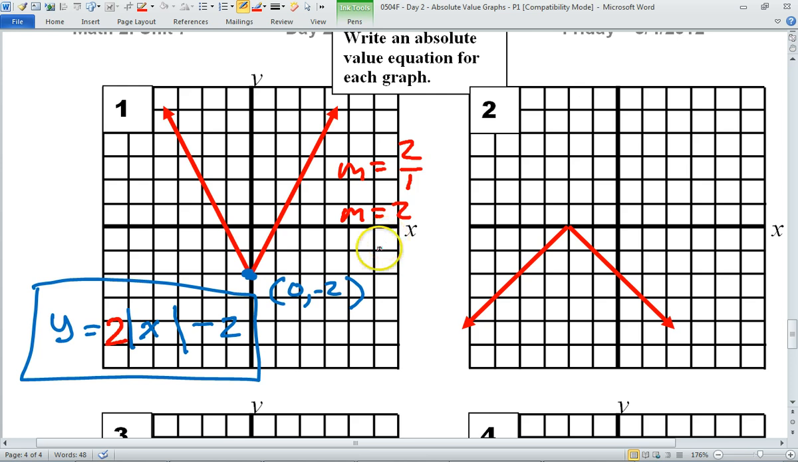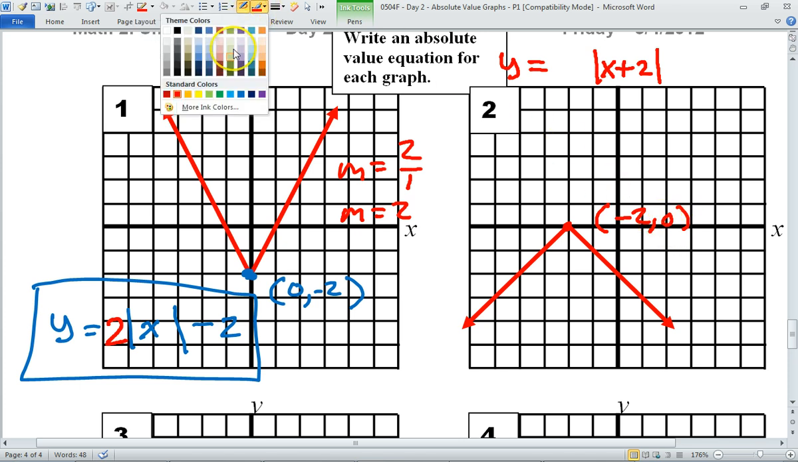Okay. Practice that. Irvin, can you tell me the vertex of number 2? The vertex is negative 2 comma 0. Now, can you tell me what that means in terms of what's going to be inside the absolute value and outside the absolute value? X plus 2 on the inside, and then nothing on the outside because it's a 0.